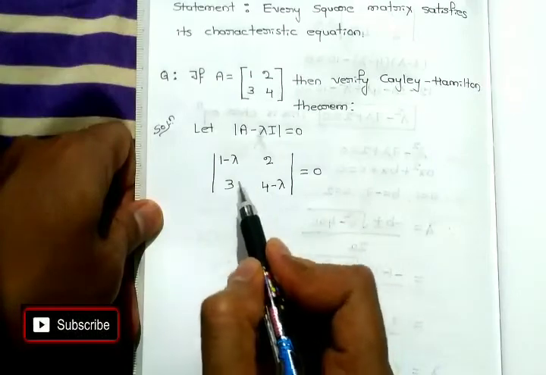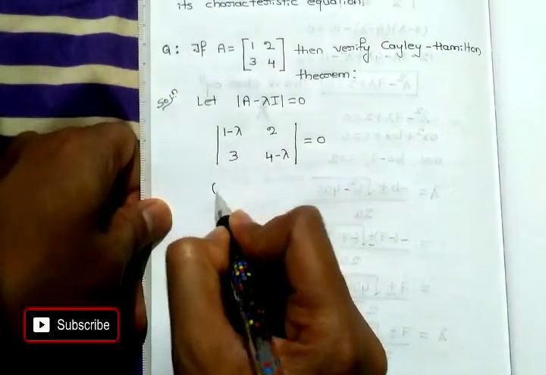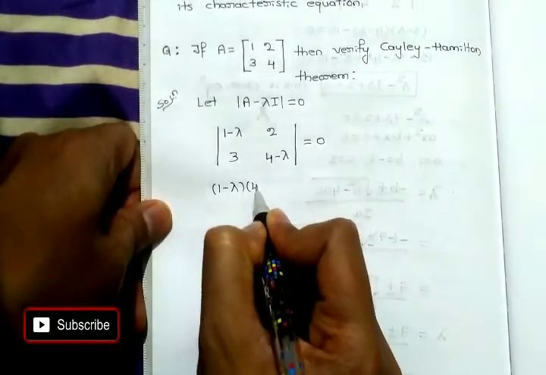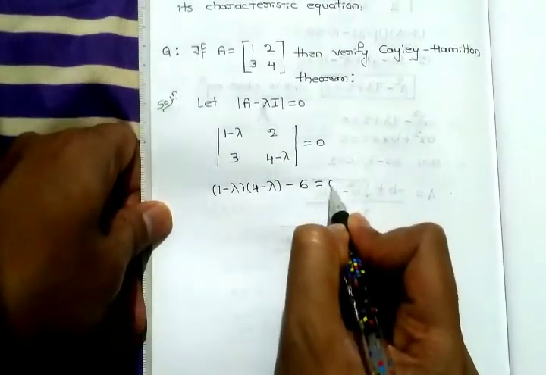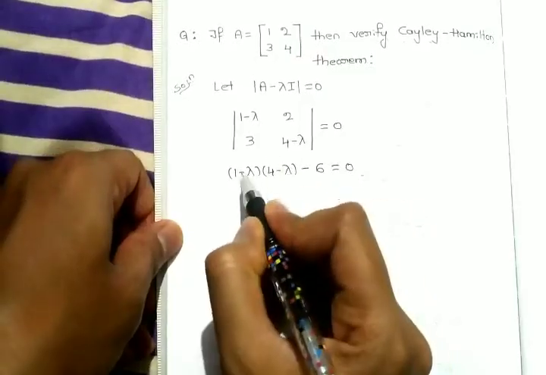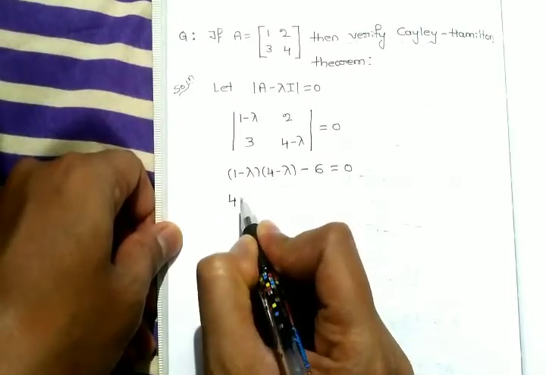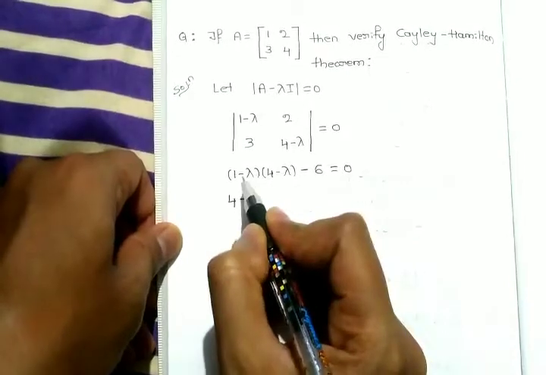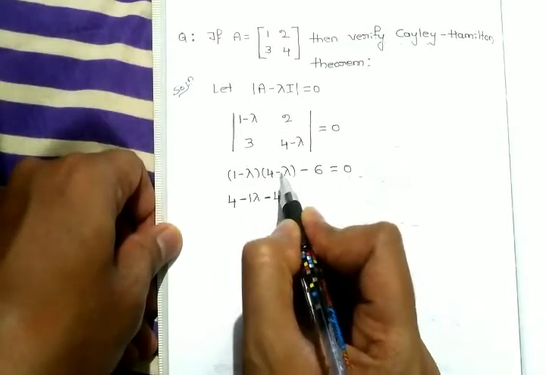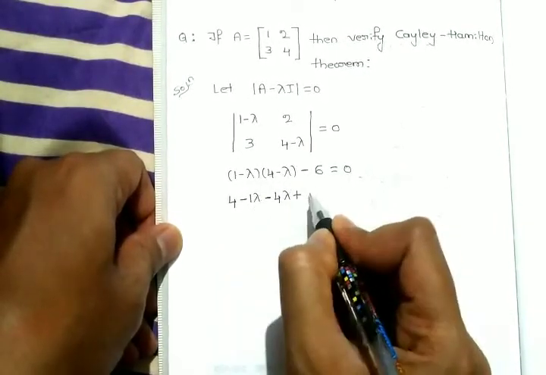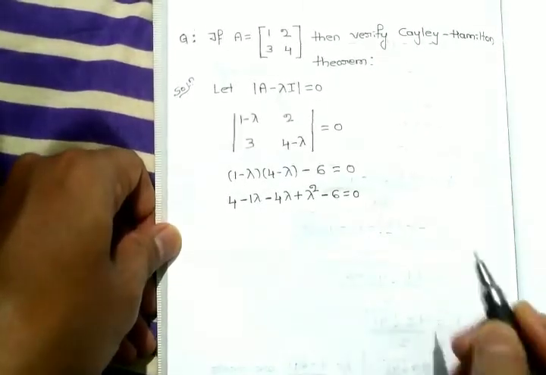So apply second order determinant rule. Cross multiplication, middle negative sign. So (1 minus lambda) into (4 minus lambda), middle negative sign, 3 into 2 is 6, equals to 0. Open the bracket. 1 into 4, 4. 1 into minus lambda, minus lambda. Minus into plus is minus, lambda into 4, 4 lambda. Minus into minus plus, lambda into lambda goes to lambda square, minus 6, keep it as it is, equals to 0.